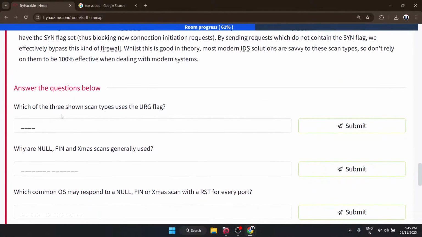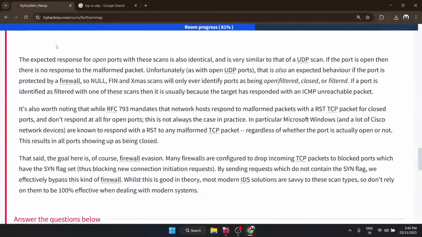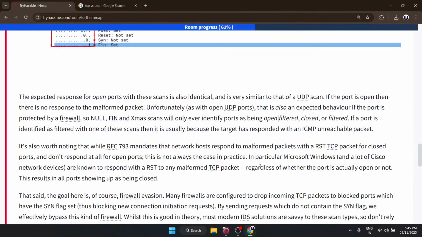Next, which of these three scan types uses the urgent flag? We have just covered that, and here also there is some theory. Let's cover that too.